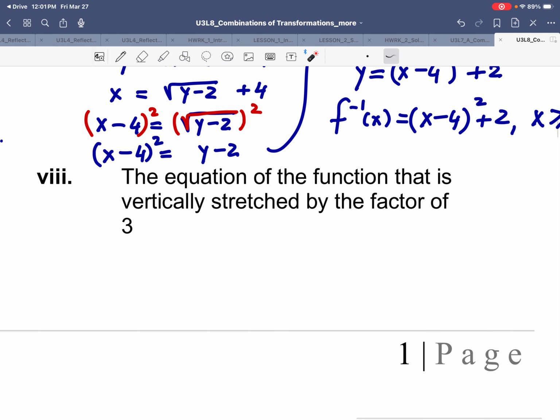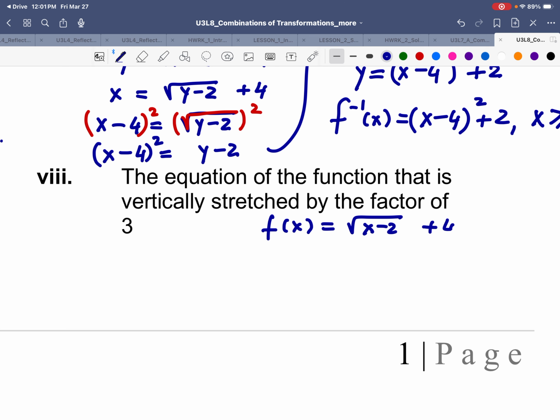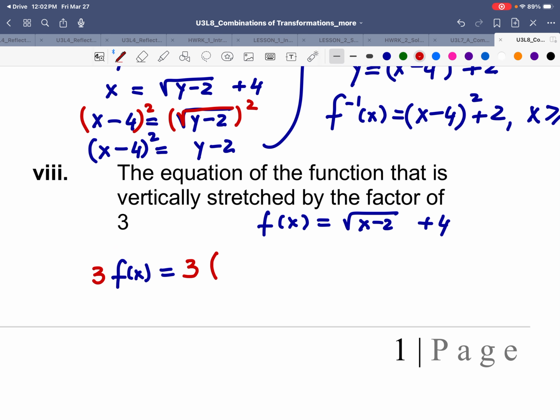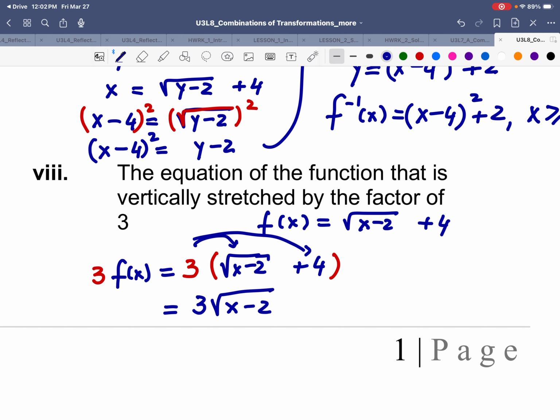Now the equation that is vertically stretched by a factor of 3. Remember that our f of x is the square root of x minus 2 plus 4. If you have a function vertically stretched by a factor of 3, we're doing 3 f of x. So the number 3 will multiply the entire f of x, the entire square root of x minus 2 and then plus 4, and you close the brackets. What we get now is 3 root of x minus 2, remember that we're multiplying this in, plus 12, and this would be 3 f of x.